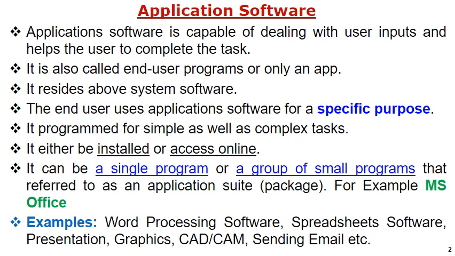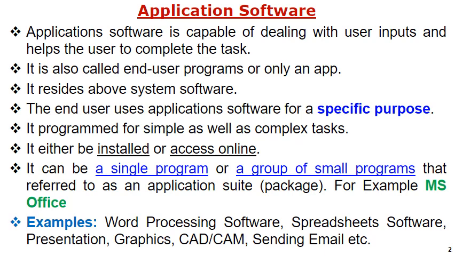It is also called an end user program, or just an app. End user means user oriented, specifically for the user, for one and only one purpose. It resides above the system software. How can you say that? Suppose a user is going to print text using a printer. The printer is hardware, so system software operates that hardware. The user interacts with the system software, and the system software interacts with the hardware. That's why we say application software is situated above the system software.